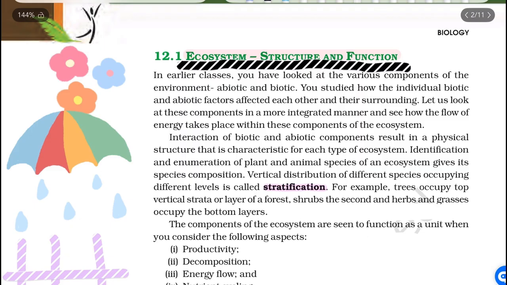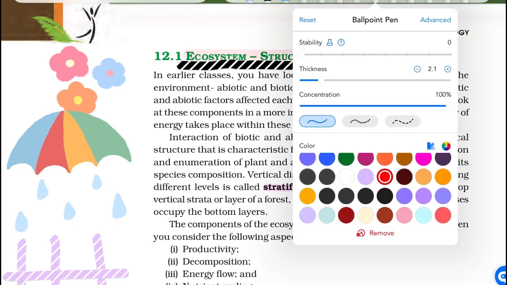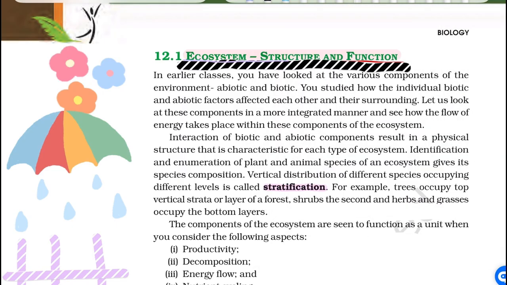Coming to the first heading, that is ecosystem structure and function. Here we start. In earlier classes, you have looked at various components of the environment, abiotic and biotic. Abiotic components are non-living, and biotic components are living. You studied how the individual biotic and abiotic factors affected each other and their surroundings.